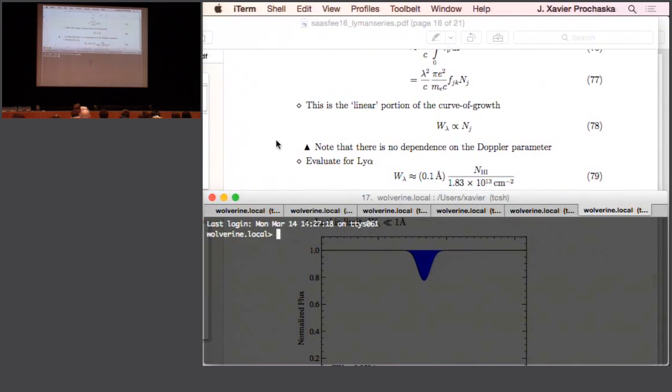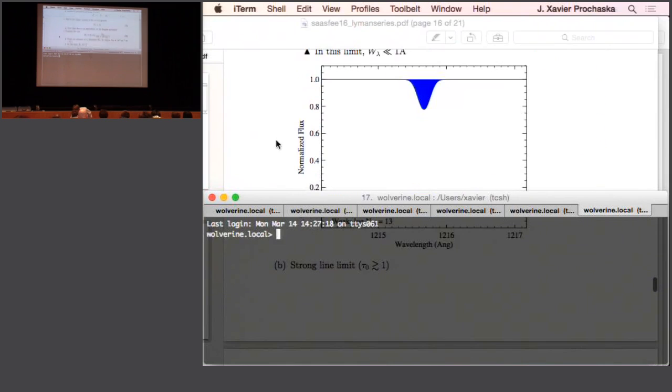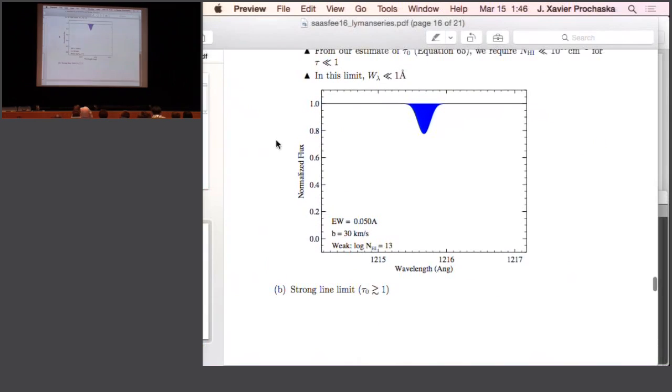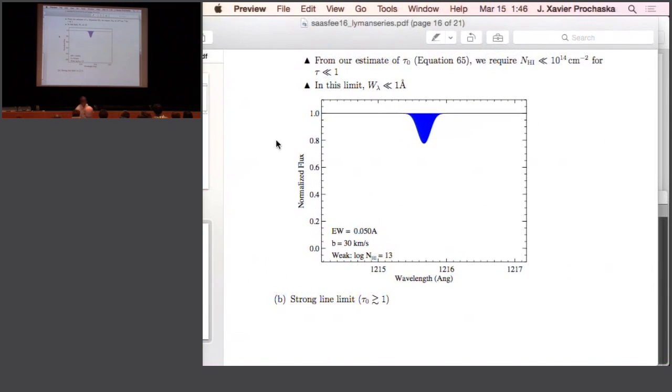And here is an expression for our favorite Lyman-alpha line. A column density of maybe roughly 2 times 10 to the 13 gives you an equivalent width of about 1/10 of an angstrom. Here's a visualization of that. Again, just a weak line with an equivalent width of about 0.05 angstroms.